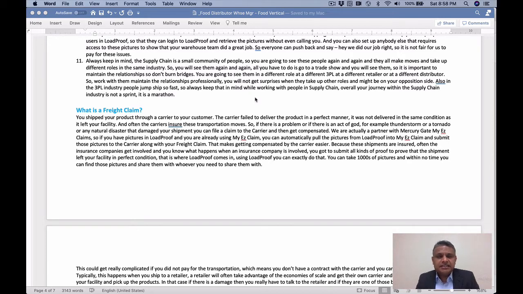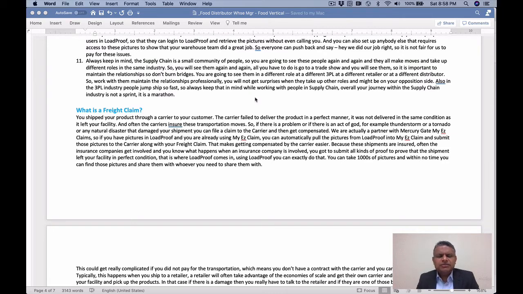See, again, like I said before, always keep in mind the supply chain is a small community of people. So you're going to see these people again and again, and they all make moves and take up different roles in the same industry, especially in the 3PL. If you're dealing with 3PL, people change so fast. The churn is so high. It's literally a revolving door, I'm telling you. So you'll see them again and again. All you have to do is go to a trade show, you'll see them there.